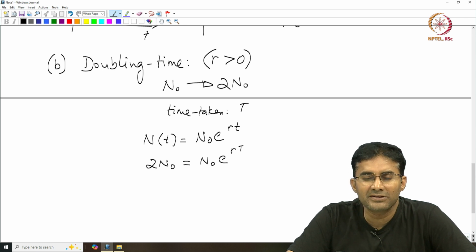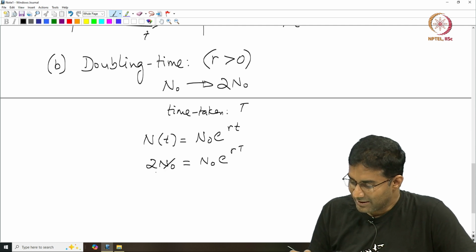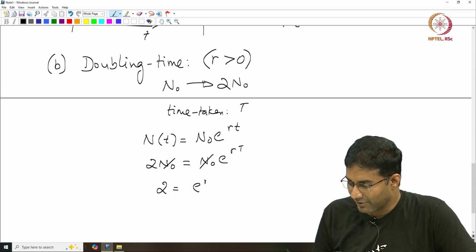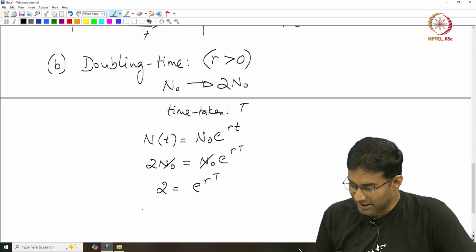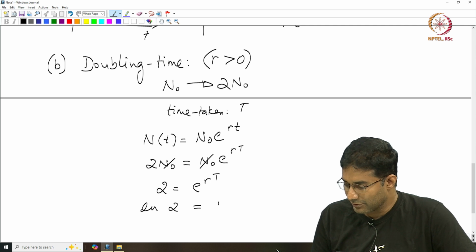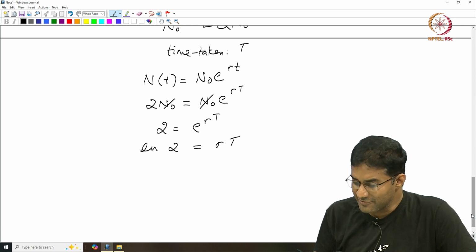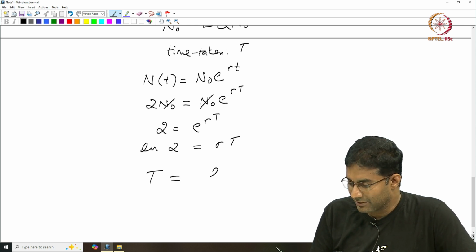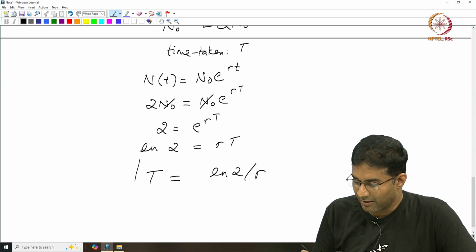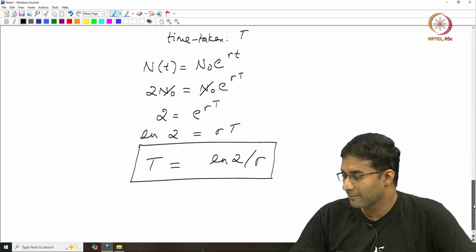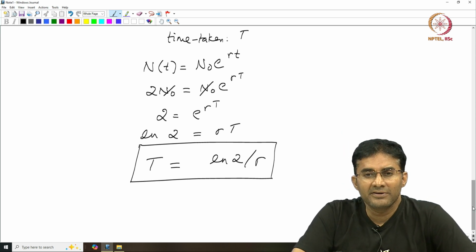So, what is capital T? How does capital T depend on the initial population size and the growth rate? So, let us see that. You can see that this initial population size just cancels on both sides. So, you will have 2 is equal to e^(rT). Let us take logarithm on both sides. So, we will have log of 2 is equal to r times T. And we are interested in finding out capital T, which is the doubling time, and that would be nothing but log of 2 divided by r. So, doubling time is nothing but log of 2 divided by r.